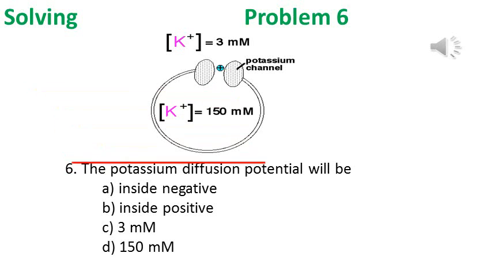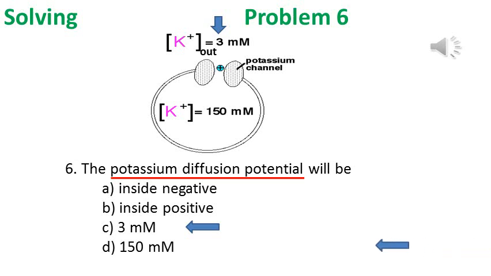The diffusion potential is an imbalance in the electrical charge across the membrane due to an ion diffusing down its concentration gradient. 3 millimolar is the concentration of potassium outside the cell. 150 millimolar is the concentration of potassium inside the cell. These are not sensible answers to the question. The diffusion potential will either be inside negative or inside positive.